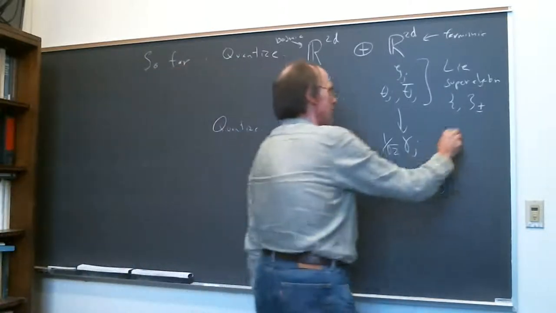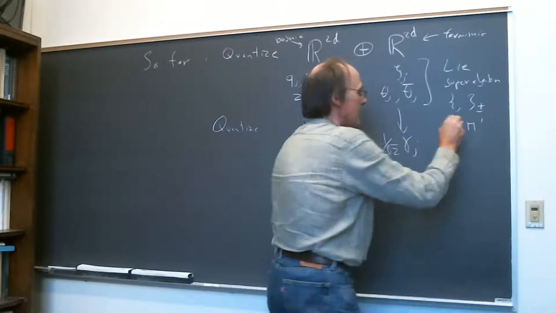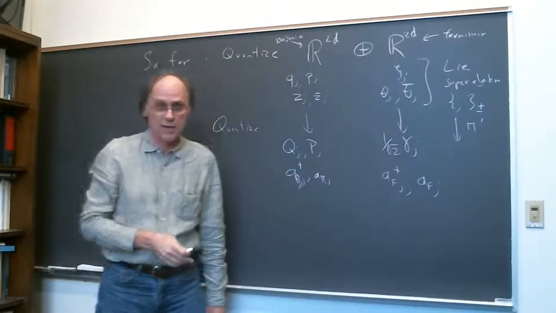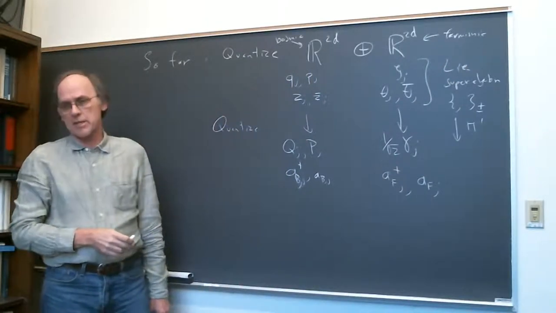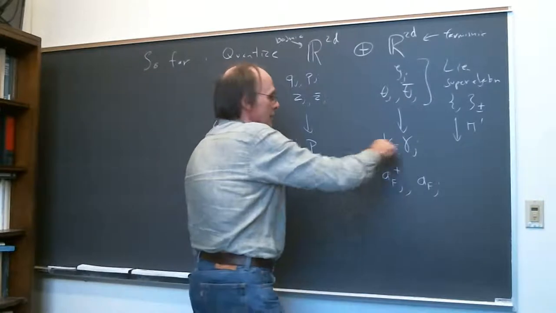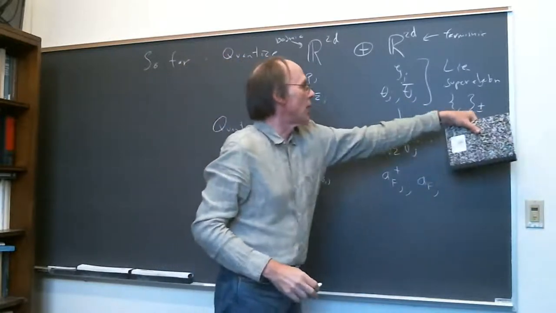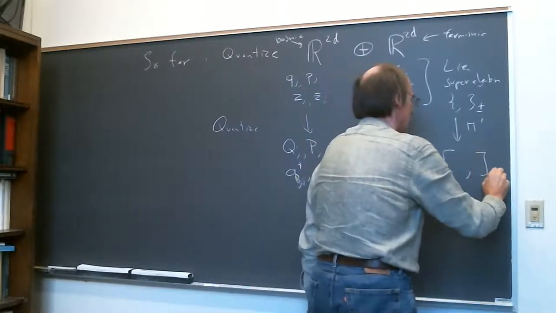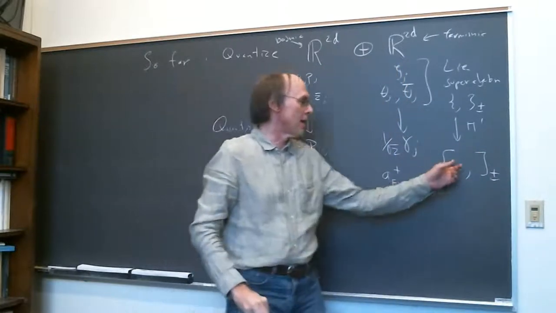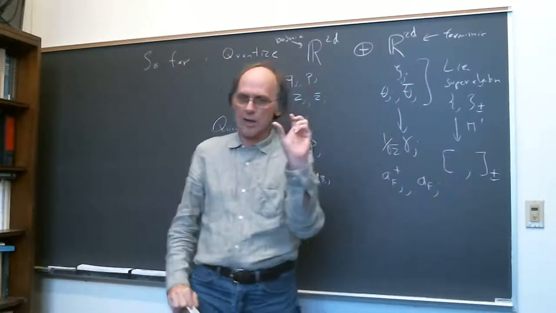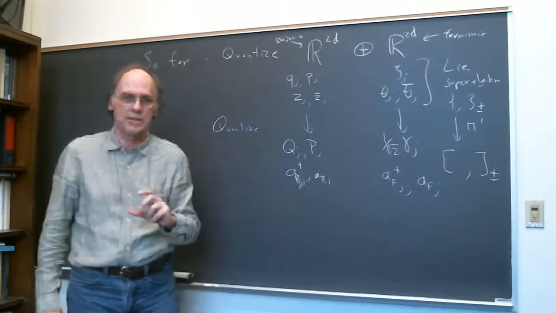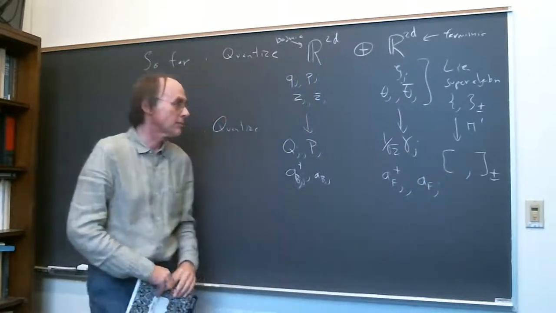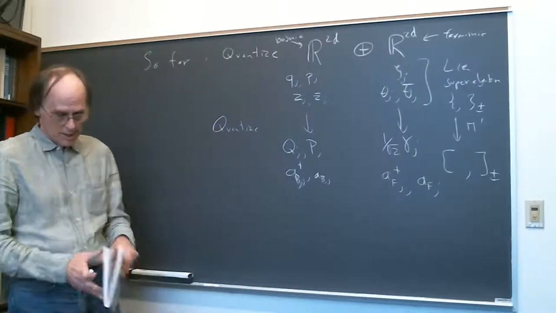And then when you quantize, in some sense, you're taking a unitary representation of this Lie superalgebra. You're just generalizing your idea of what a unitary representation of a Lie algebra is, and this bracket becomes, sometimes I write it as a super bracket, but it's basically a bracket, which just means that you have to take the commutator or anti-commutator of operators, depending upon the evenness and oddness of what's in the two places. Okay, so this was the picture.